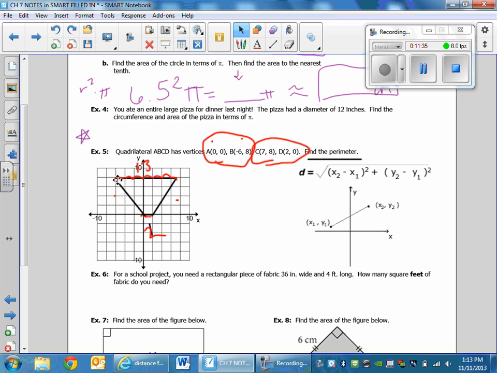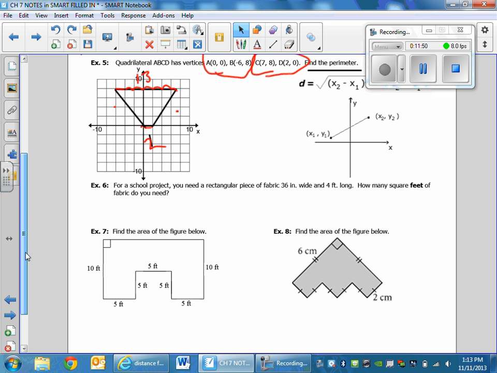So once you solve for the distance of A to B and C to D, you'll add A to B, C to D, plus 2 plus 13, and your answer is going to be just in units. All right, 6, 7, and 8. I want you to try all of those at home.